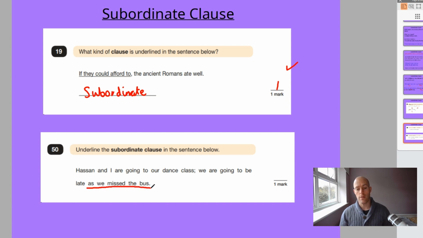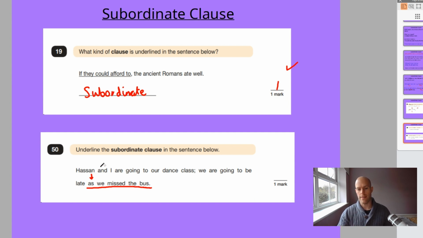So what I don't want to do is make it even more complicated by going through subordinating conjunctions, but they can be a good clue. It joins parts of sentences together, or it joins clauses together, but it indicates that one is less important or a subordinate clause is coming. So as we miss the bus, you couldn't just say as we miss the bus.